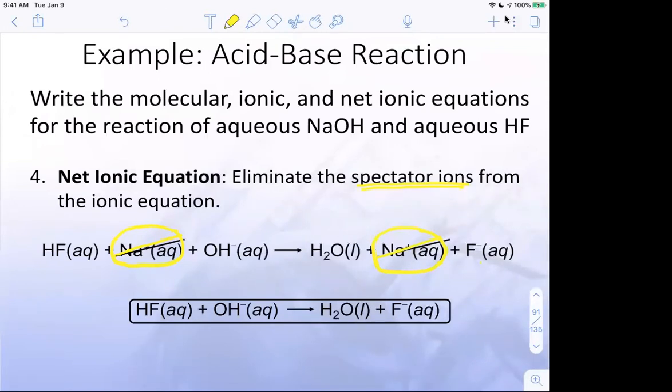So if I take those out of the picture, what I get for the net ionic equation is going to be this equation here, which is HF aqueous plus OH minus aqueous, reacting to form H2O liquid plus F minus aqueous.